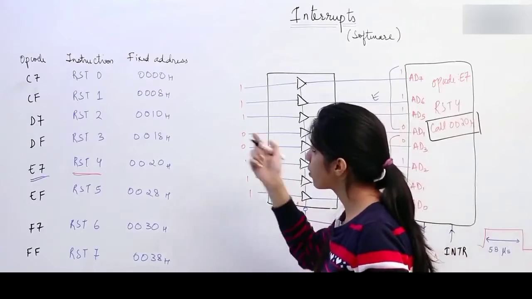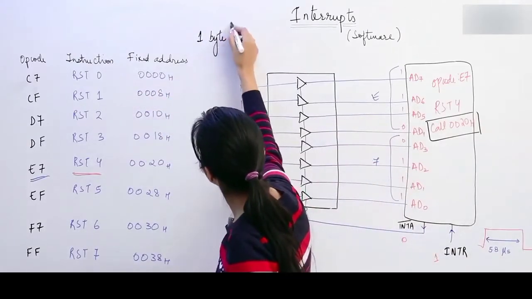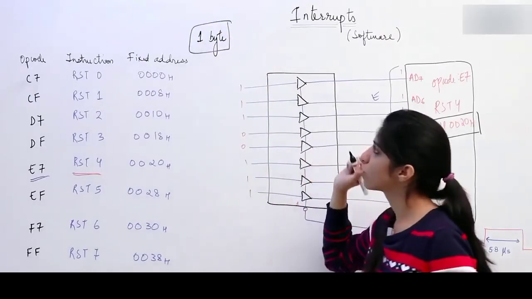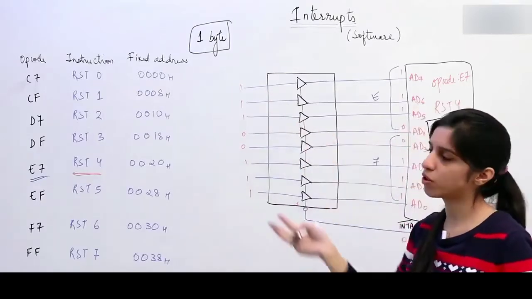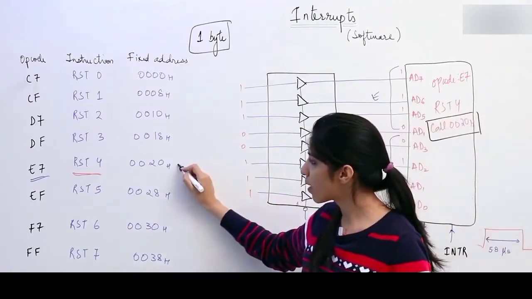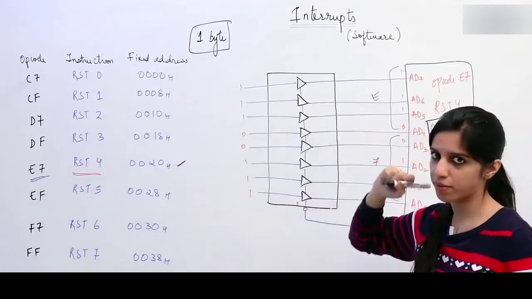And one more thing, the size of these instructions is 1 byte. So therefore software interrupts are also called 1 byte call instructions. Generally you know a call instruction is going to take up 3 bytes of memory, but here, to call one address you had to give one opcode E7 and it takes up only 1 byte.